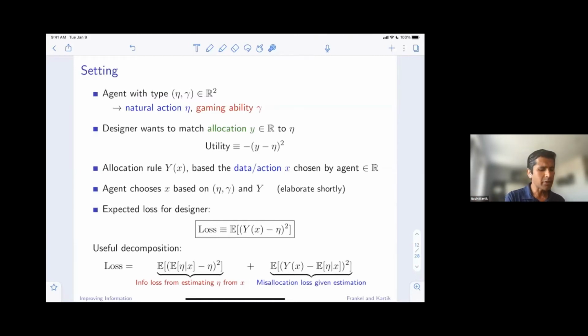And then the other piece is, given the estimation, this expected value of eta given x, how well are you actually matching the allocation to that best estimate? So this we're going to call the misallocation loss given the estimation. And this decomposition is probably familiar to most of you, and it's simply coming from the quadratic form. Just to reiterate, we can think about the overall welfare loss as having two pieces: information loss and misallocation loss. And it's really this trade-off between the two that is going to be central to our focus.